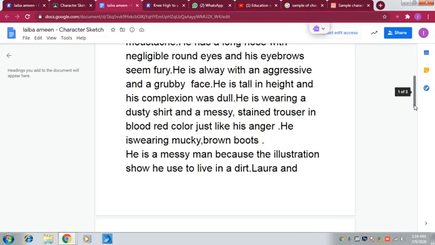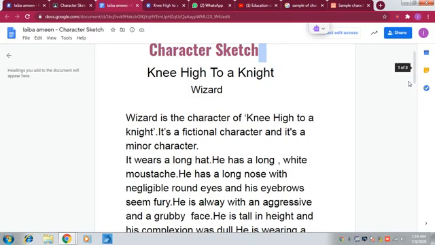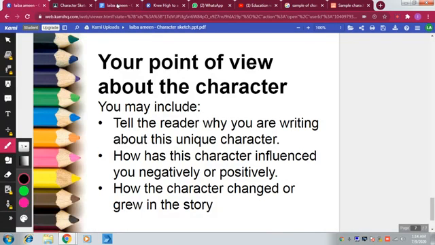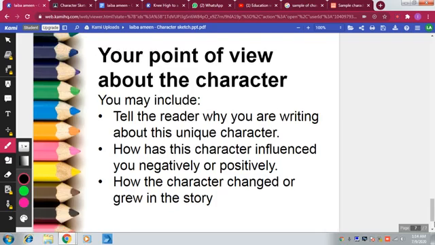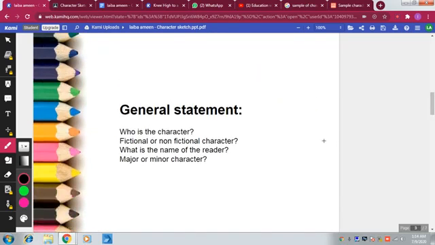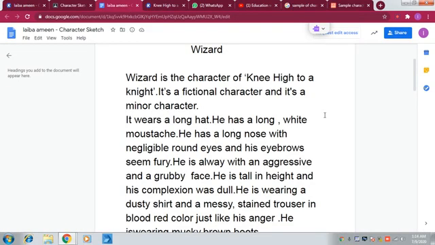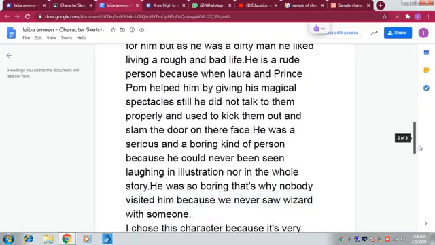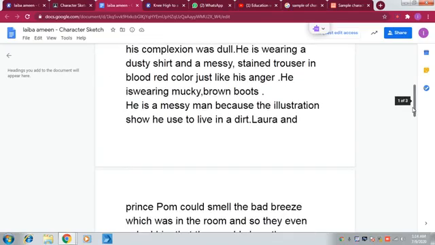Now comes the second paragraph. In the first paragraph, I gave the introduction. If you have noticed, I answered all the questions which I had to answer in the first paragraph: who was the character, fictional or non-fictional. And then I gave detail about how he looked, and now I was reading the third paragraph for you. So let's continue. Now I have told how he is.